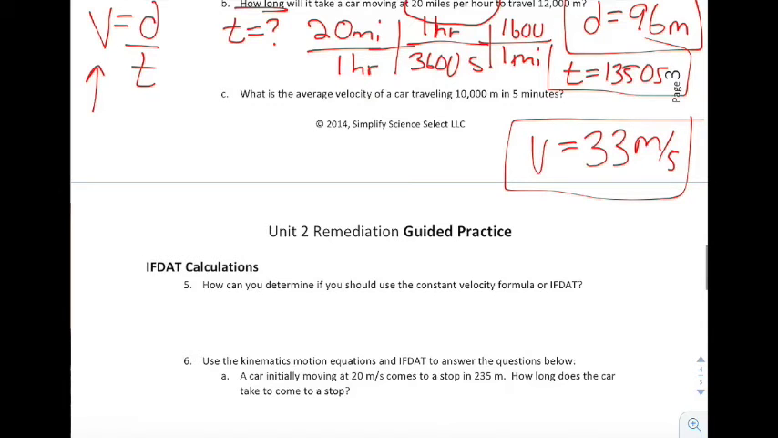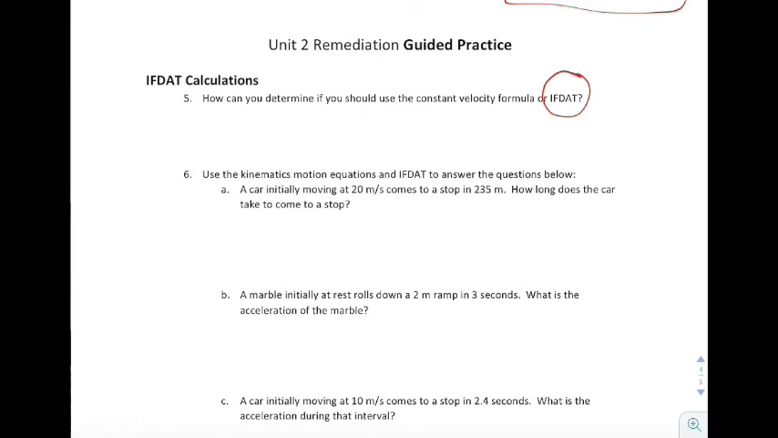You will always use IF-THAT if it says initial velocity or final velocity, or there's a change in velocity, or if there's an acceleration. Anything along those lines automatically tells you IF-THAT. If there is one single velocity, or it says constant velocity, that right there is your constant velocity. So next it says use the kinematics motion equations and IF-THAT to answer the questions below.